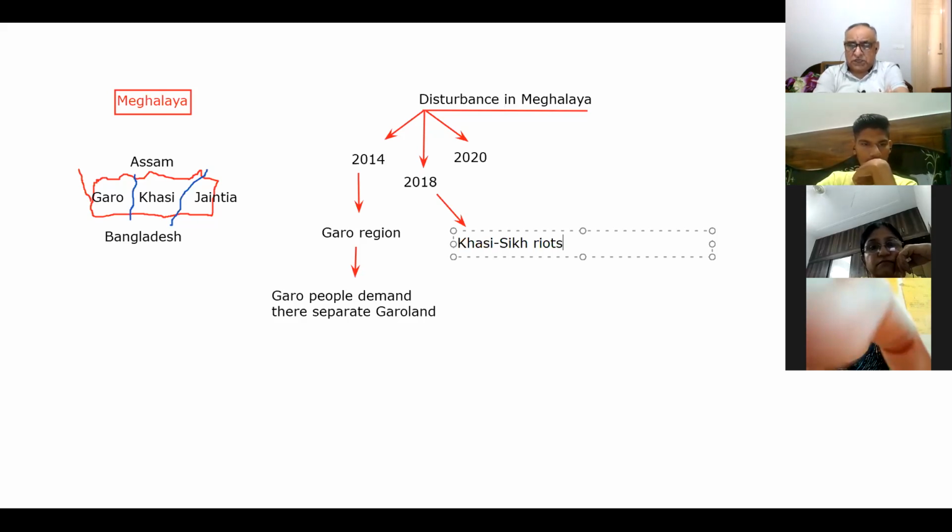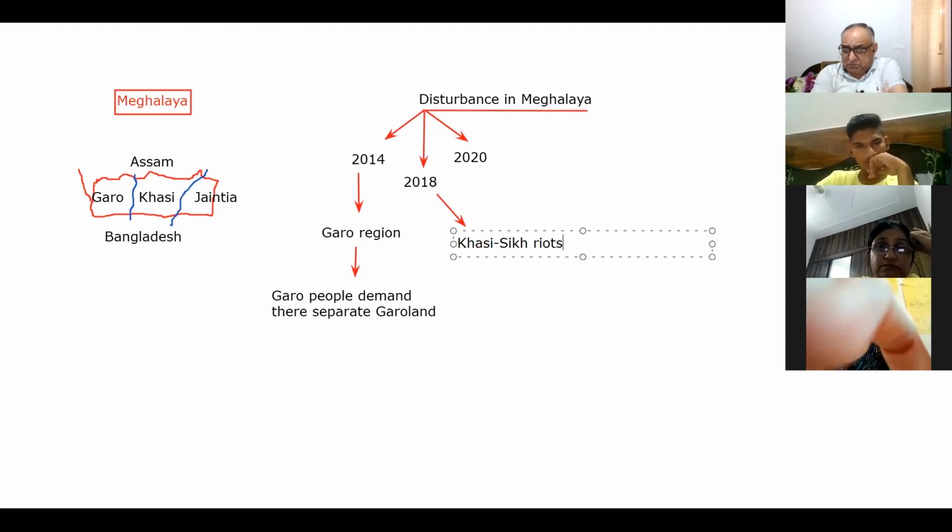And then from Punjab also some teams were sent there to study the situation. What is the situation there? SGPC also sent a delegation there. Even the Punjab Chief Minister Captain Amrinder Singh also intervened at that point of time, right?